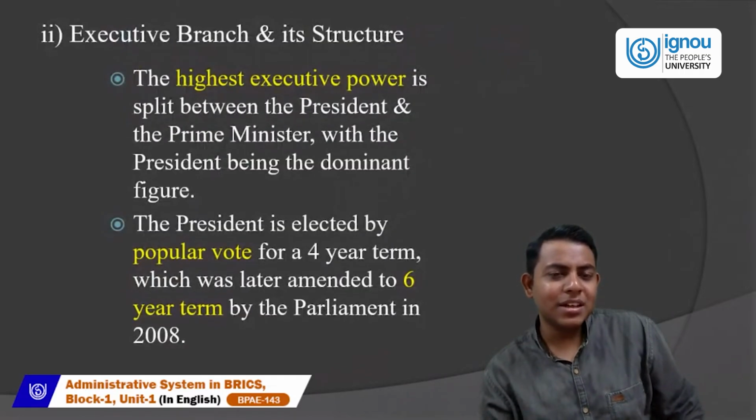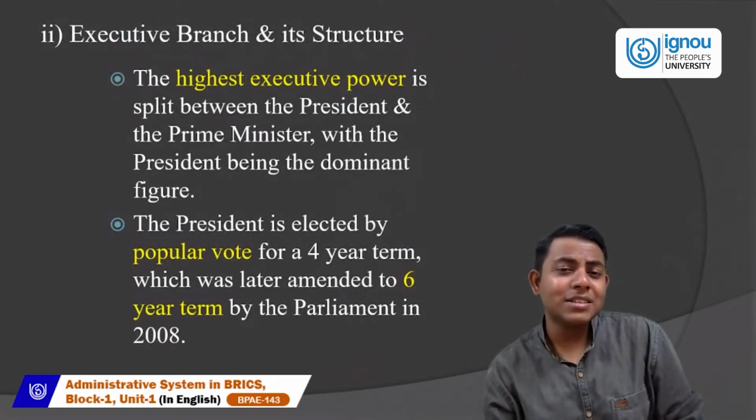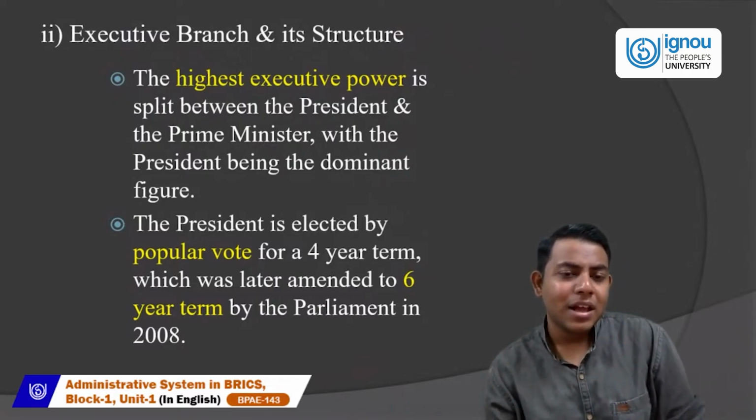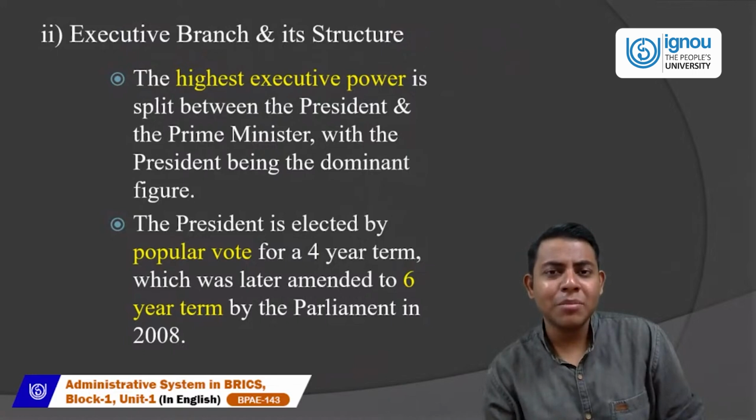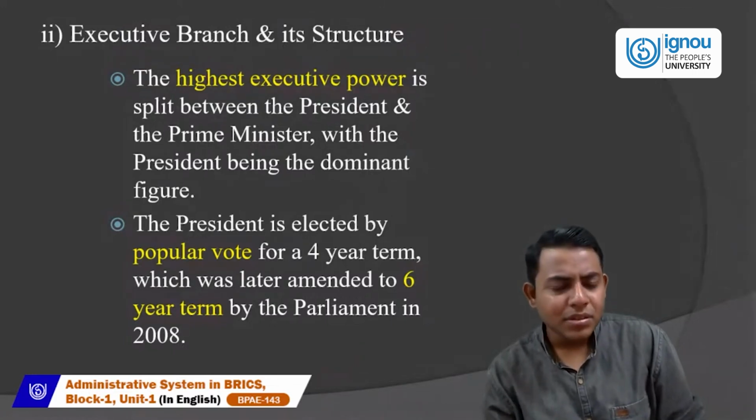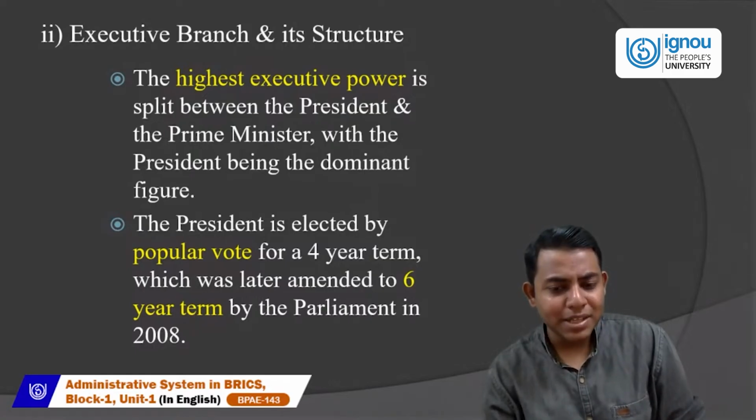Now let us discuss the executive branch in Russia and its structure. The highest executive power in Russia is split between the president and the prime minister. The president here is the dominant power in Russia. He is the dominant figure. The president of Russia is Vladimir Vladimirovich Putin. The president is elected by popular vote for a 4-year term, which was later amended to a 6-year term by the parliament in 2008. So the term of the president in Russia now is 6 years.